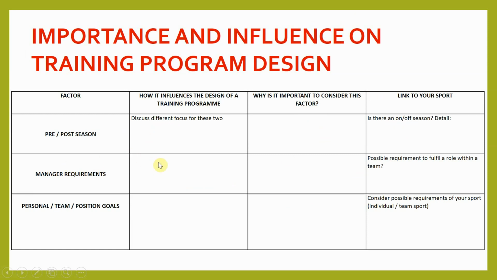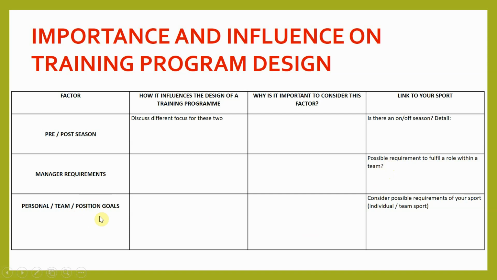Manager requirements, how it influences the design. So a manager may want a cricketer to improve their speed, so they can run between wickets a lot quicker, and also possibly be a lot quicker in the field. Why is it important? Because obviously if you keep your manager happy, there's more chance of you being selected for a team. And again, I've given an example in terms of speed. It could be a requirement to be more agile in the field, so agility, and then you would have to link or put those sort of elements into your skill-based training sessions.